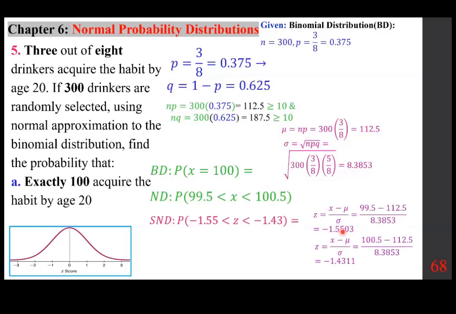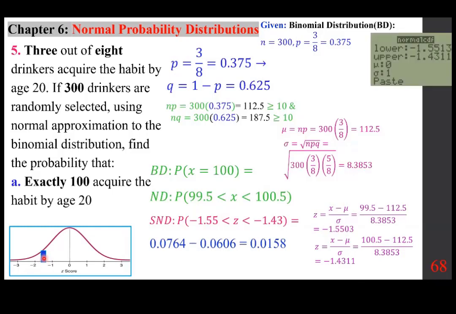Now, therefore, for standard normal distribution, we want to find the probability that Z is between those two values, negative 1.55 and negative 1.43. This is the shaded region. Looking up the table or using technology will give us the following. We're going to move on and look at normal CDF. As you can see, this number is extremely close to what we got. If we go with the fourth one and round it, it becomes identical.